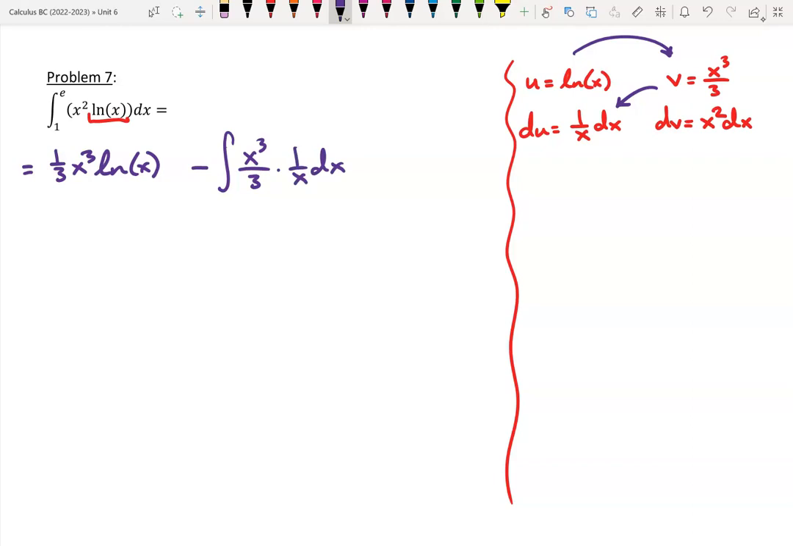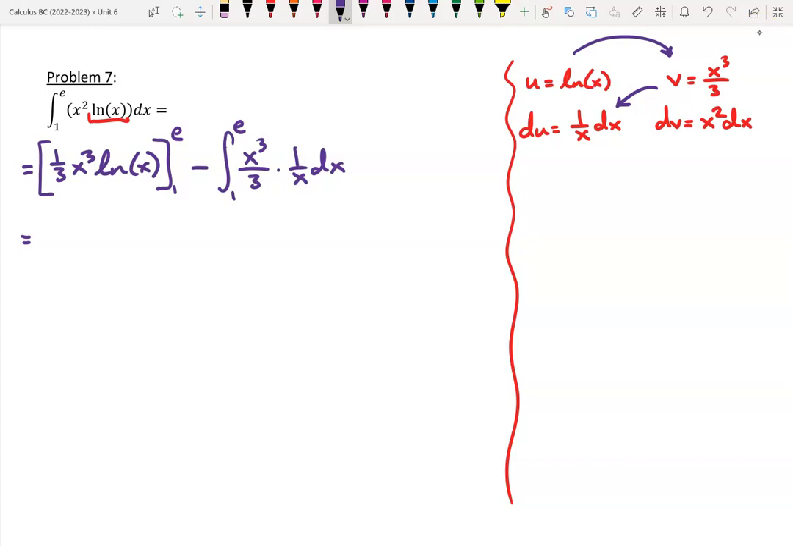Now, before I move further, I want to note what we need to do with our bounds. Since I've already taken a complete antiderivative for this part here, I do have to do the bounds, so 1 to e. So I want to do my bounds for that part, and I still have my bounds on that integral. So let me start simplifying things and taking the integral.